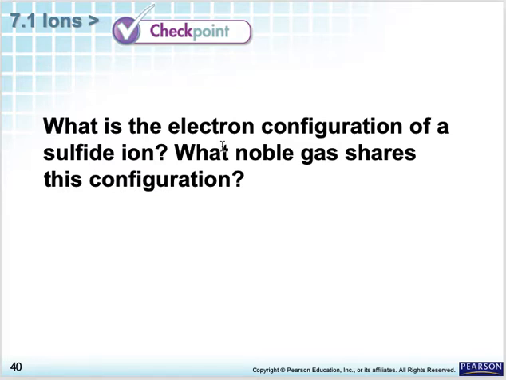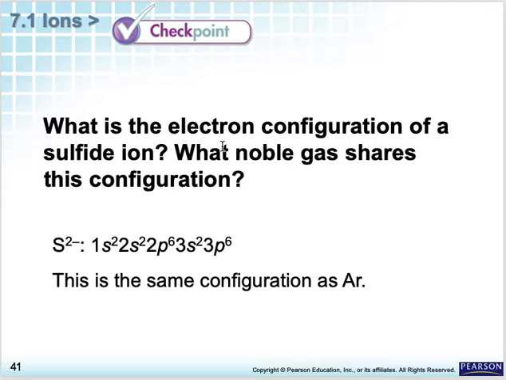So, what is the electron configuration of a sulfide ion? What noble gas shares this configuration? Sulfide is going to gain 2 electrons, and it will be the same as argon.